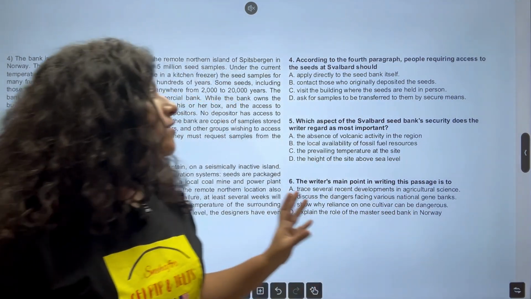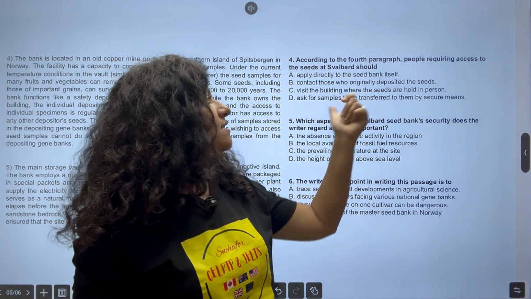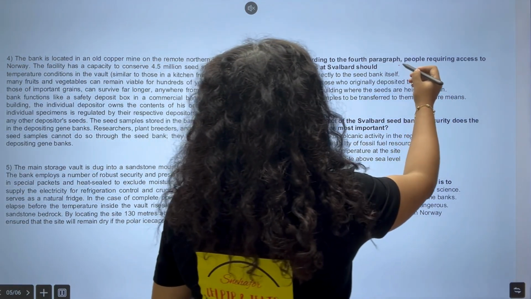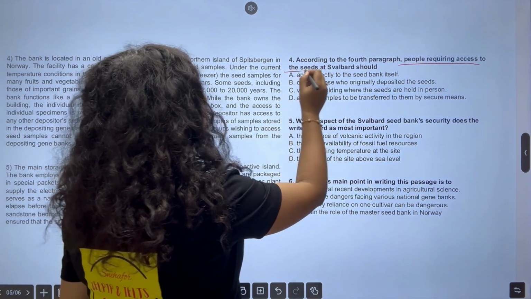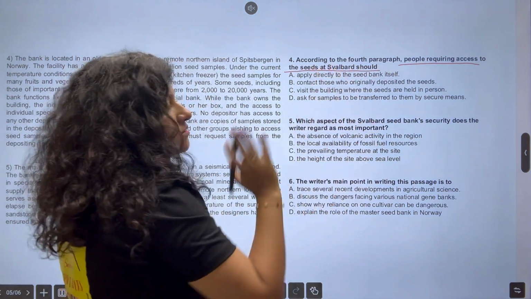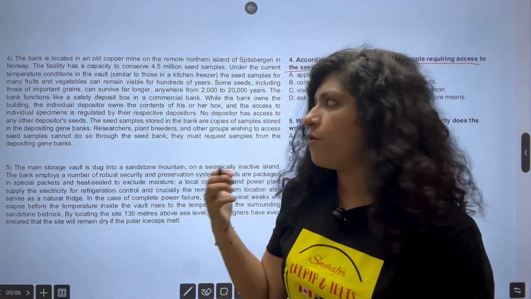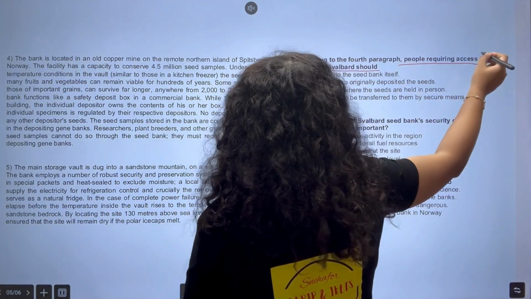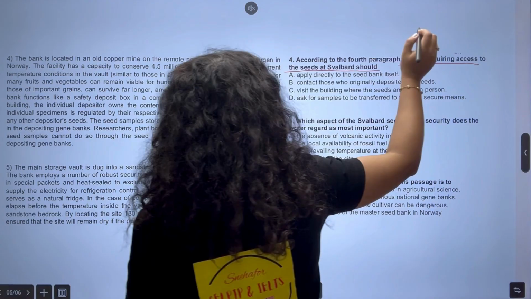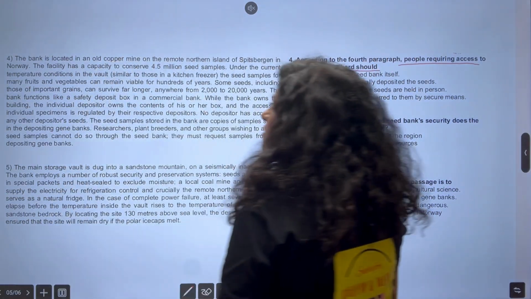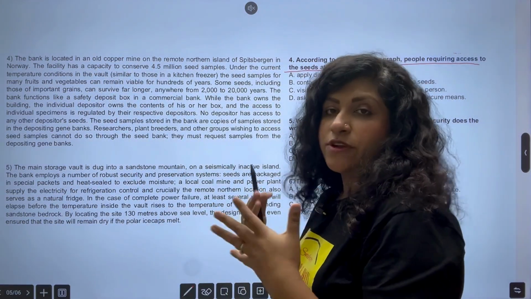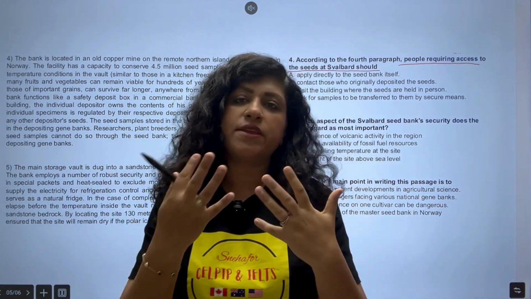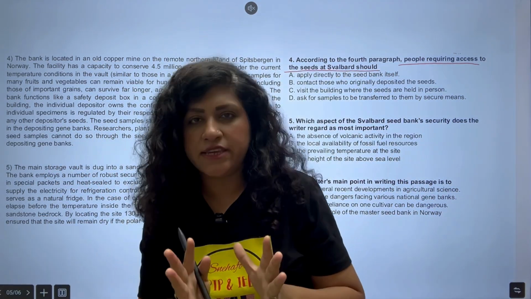It says, according to the 4th paragraph, people requiring access to the seeds at Svalbard should. So here my keywords are people who require access to the seeds at this bank, they should. So these are my keywords in para 4. Let's see what para 4 says. I'm reading it each and every word, but in your exam, you have to quickly scan for the keywords.